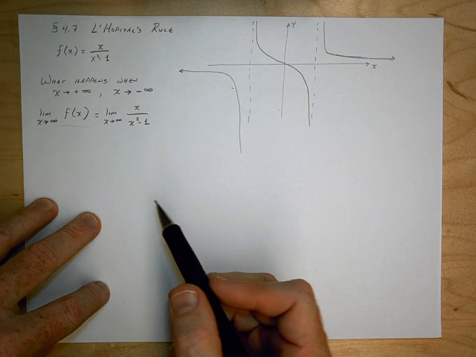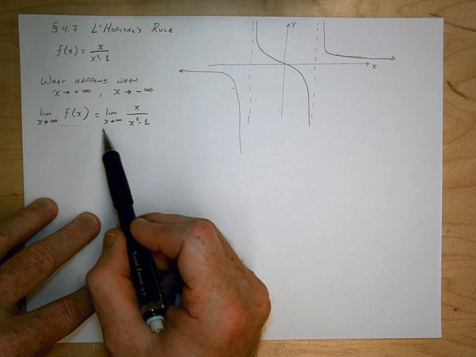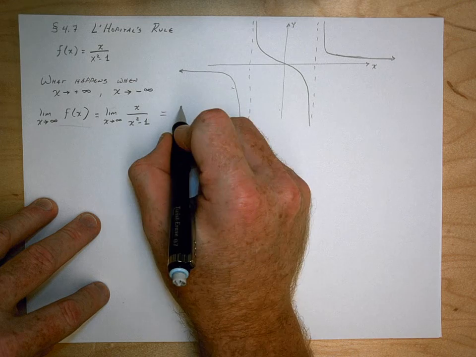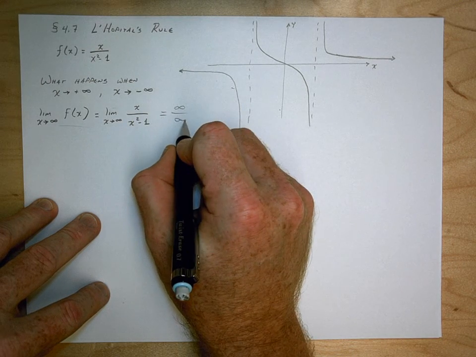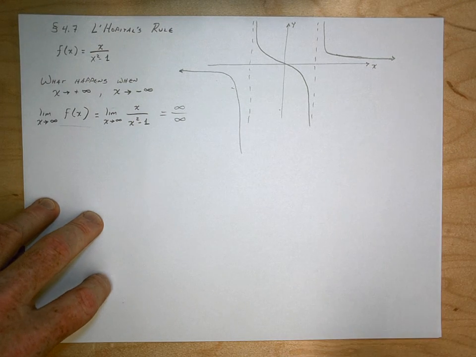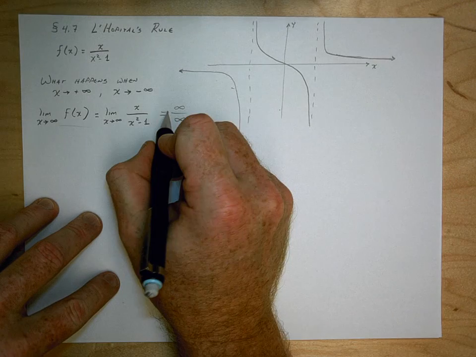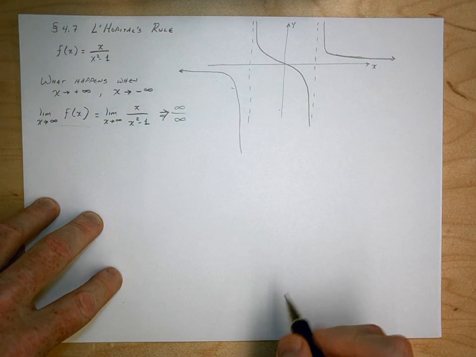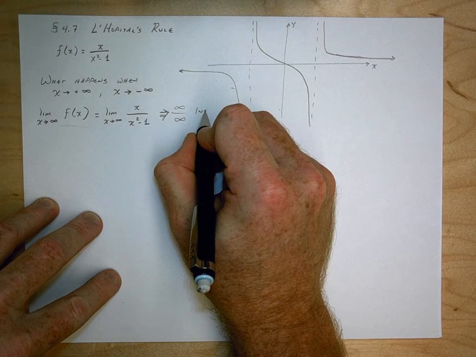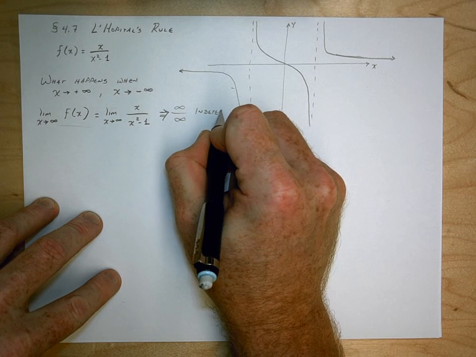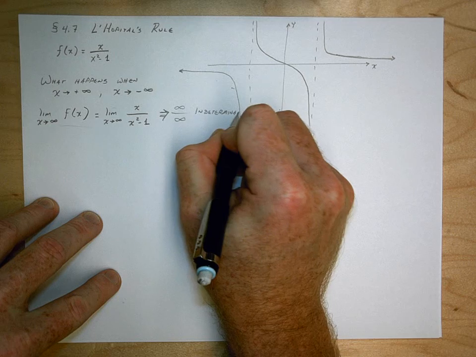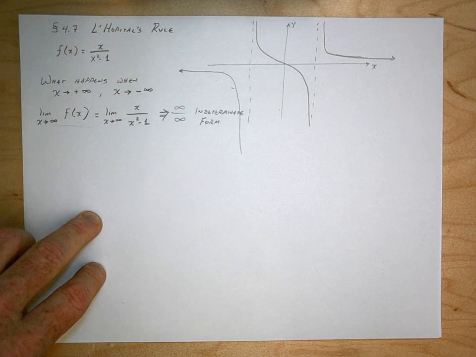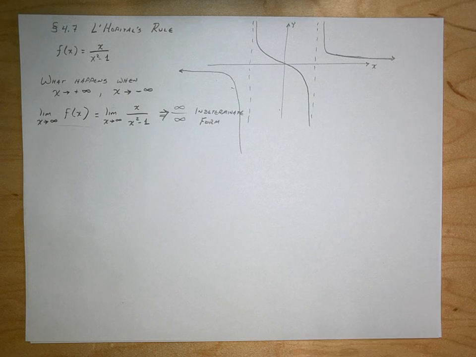Well, if I try and evaluate the limit right now as it is, I just plug in x goes to infinity, and I've got infinity over infinity, which is really annoying. We don't know what to make of that. Infinity isn't a real number. In fact, I really shouldn't have an equal sign. Let's just make this an arrow. This is what we call an indeterminate form, which is a fancy way of saying we don't know what to do with this.